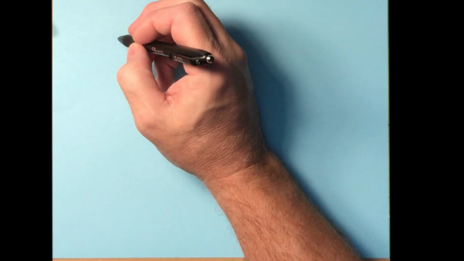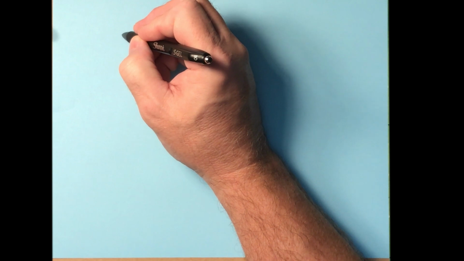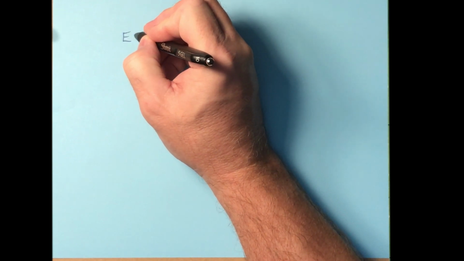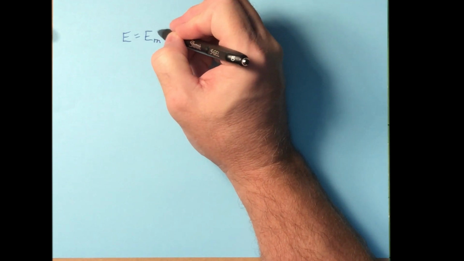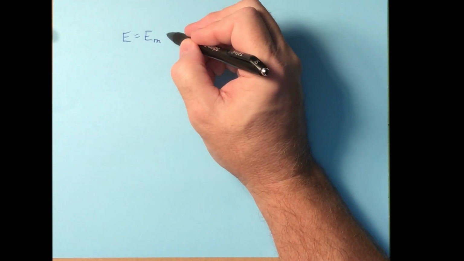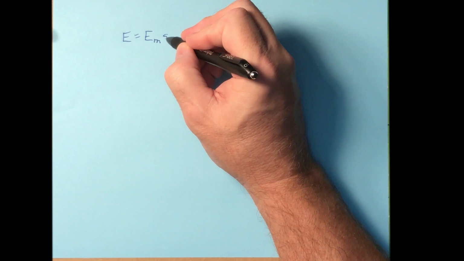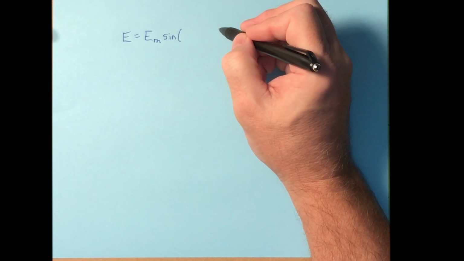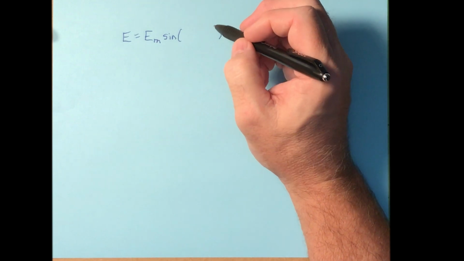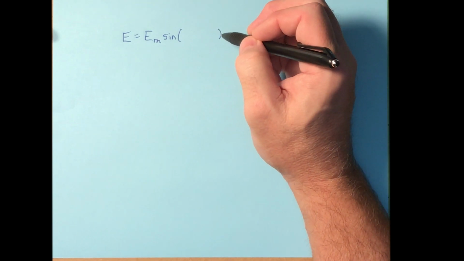All right, that means that we can write equations for the electric field and the magnetic field, and those equations look like this. E equals some magnitude, that's the amplitude of the sinusoidal oscillation, times the sine of some angle. Now, this angle is going to look different than things we've seen before. It is going to have an omega t in it.